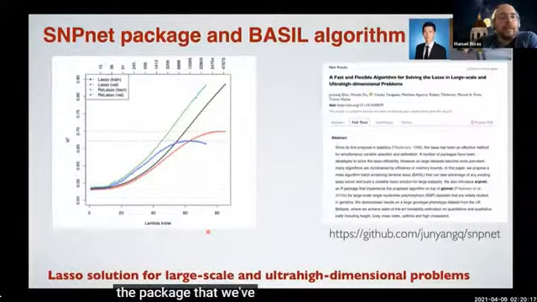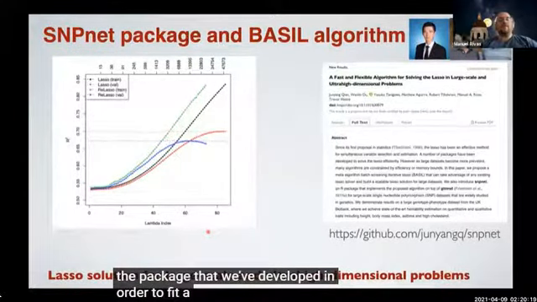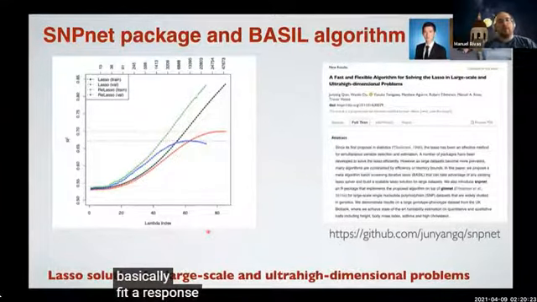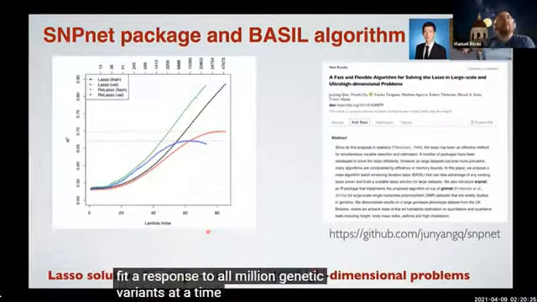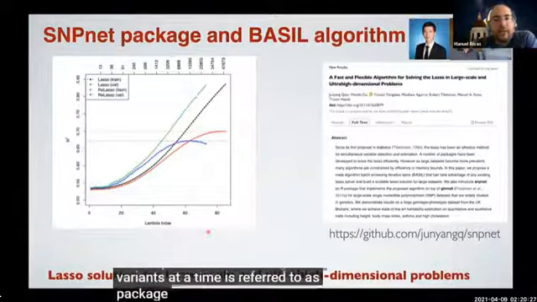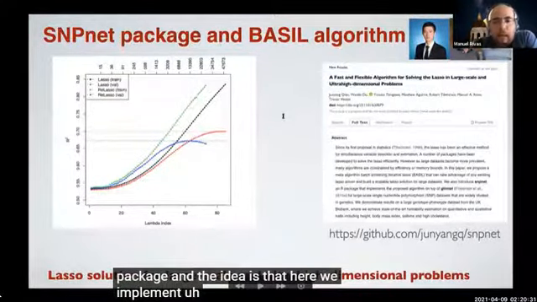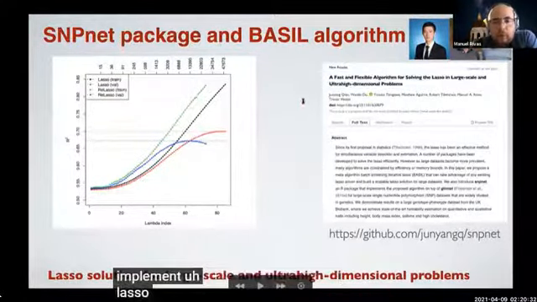The package that we've developed in order to fit a multivariate regression model, to basically fit a response to all million genetic variants at a time, is referred to as the SNPNet package. And the idea is that here we implement the LASSO algorithm, which is a penalized regression framework that was developed by Rob Tibshirani and Trevor Hastie. So these are the co-authors of the paper, led by Junyang Qian, who just graduated from Stanford, who led this work.